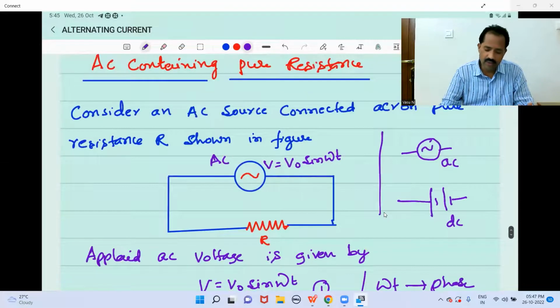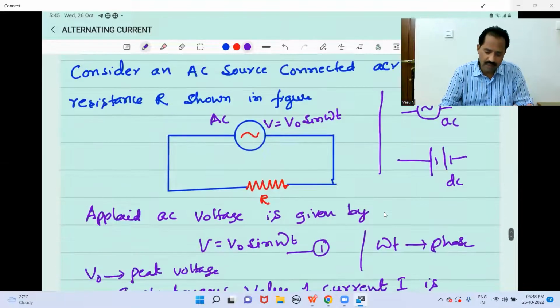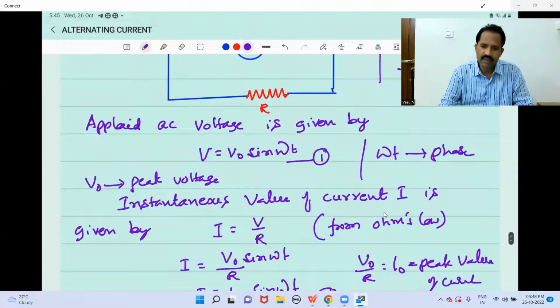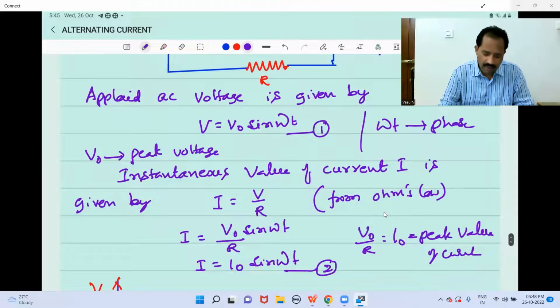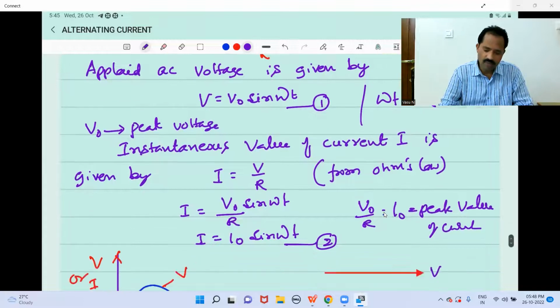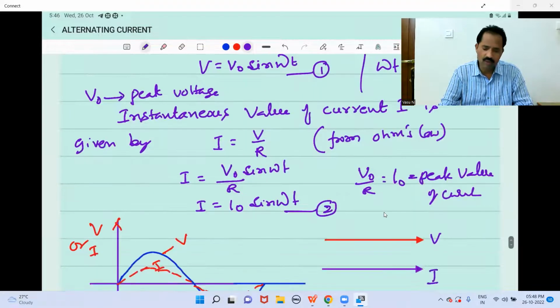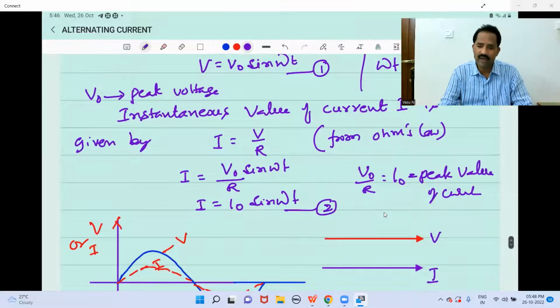So consider an AC source connected across the pure resistance as shown in figure. Write the diagram. Applied voltage is given by that equation. What is called V0, peak value of voltage. Now the instantaneous value of current I is given by I is equal to V by R from Ohm's law. Substitute for V, V0 sin omega t by R. Now tell me what is called V0 by R. I0 called peak value of current. I is equal to I0 sin omega t.